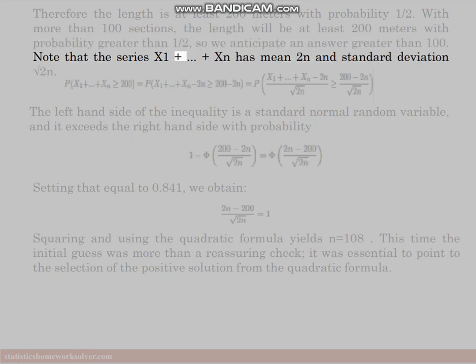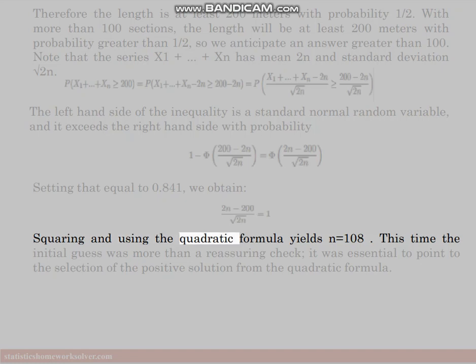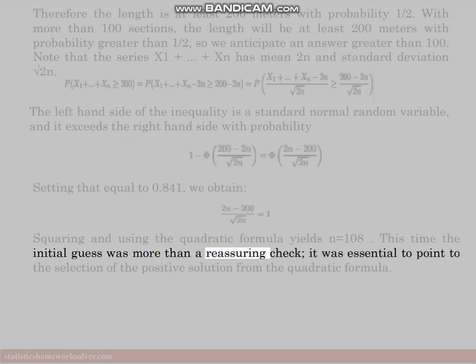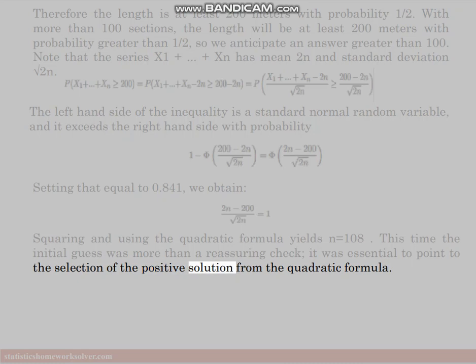Note that the sum X1 plus through Xn has mean 2n and standard deviation square root 2n. Setting that equal to 0.841, we obtain the equation. Squaring and using the quadratic formula yields n = 108. This time the initial guess was more than a reassuring check. It was essential to point to the selection of the positive solution from the quadratic formula.